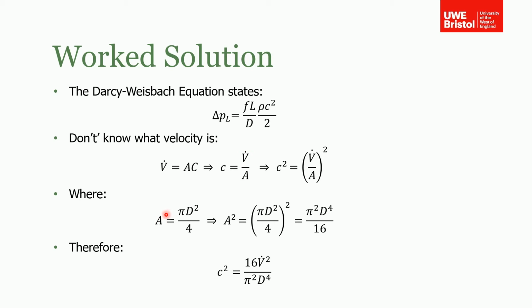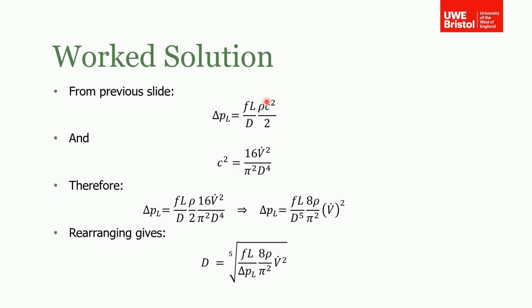So working out the area and substituting into this equation, we end up with the velocity squared as a function of the volumetric flow rate and the diameter. Now we just substitute this into this equation. This is what we had on the previous slide: the Darcy-Weisbach equation and the velocity squared that we'd worked out as a function of the volumetric flow rate and the pipe diameter. So substitute that into here.